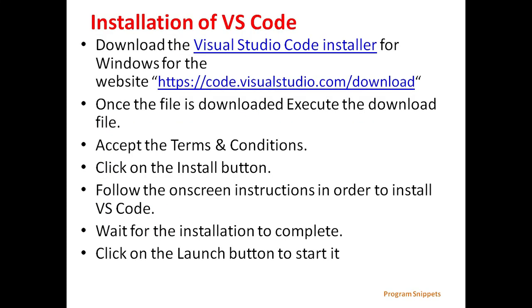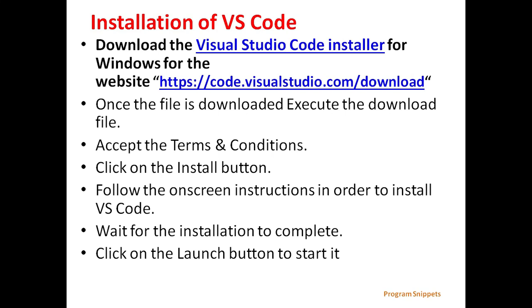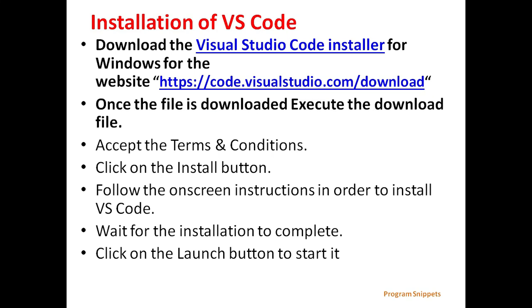First we'll see installation of Visual Studio Code. Download the Visual Studio Code installer for Windows from the website code.visualstudio.com. Once the file is downloaded, execute the downloaded file.